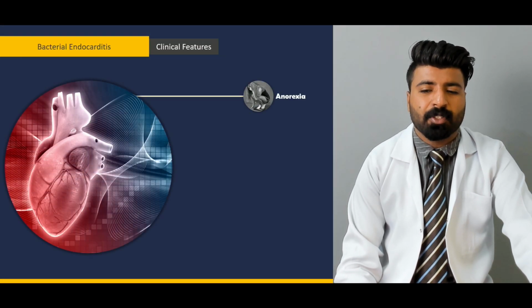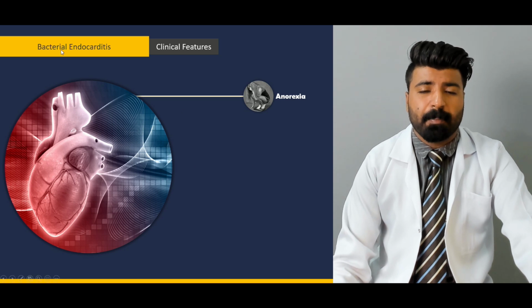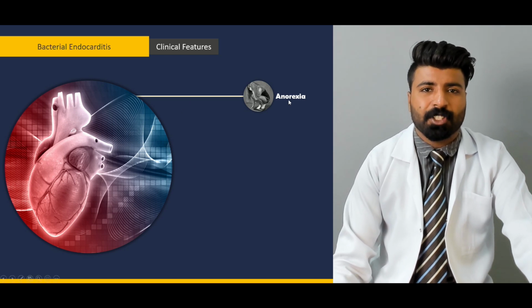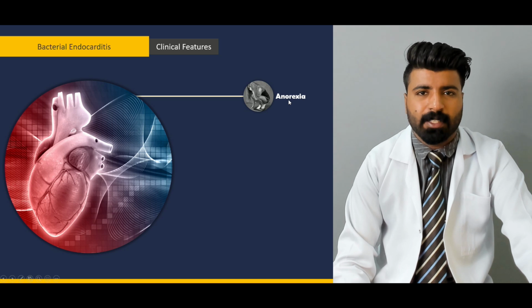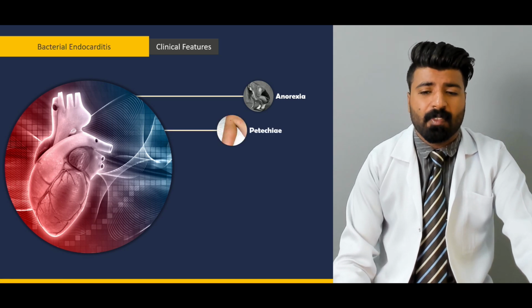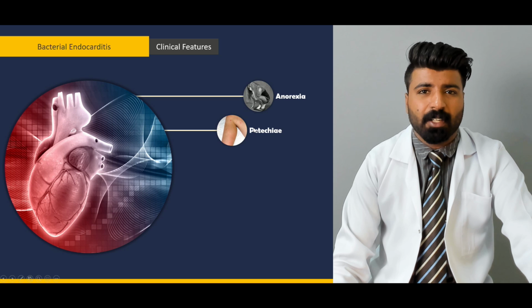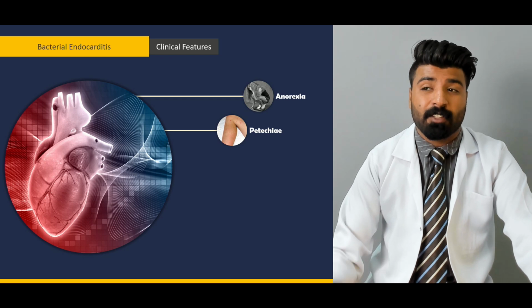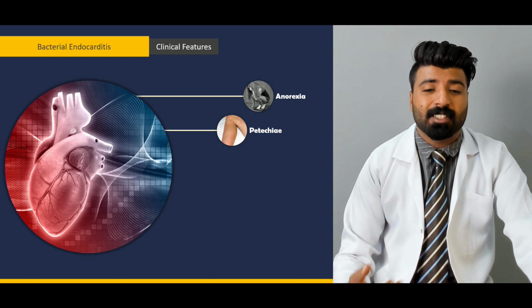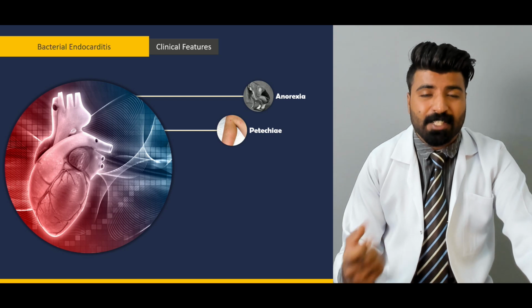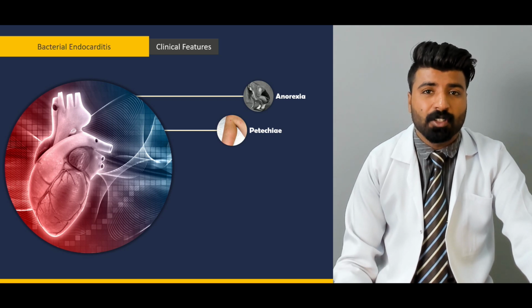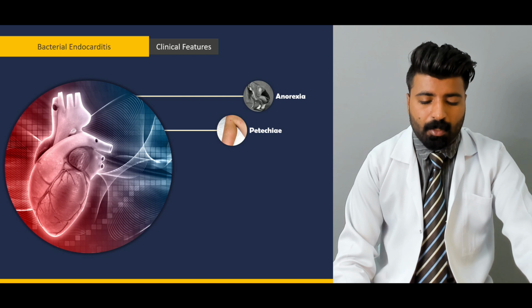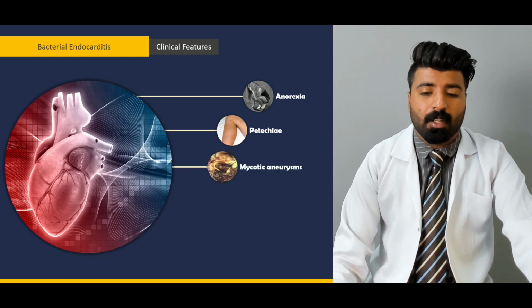Next on, we have more clinical features which are basically related to this bacterial endocarditis, which is anorexia. Patient is going to have anorexia. Patient won't be able to eat anything. Then patient will have petechiae on the body. Skin manifestations will come in. Patient will develop petechiae on the body. This will be due to this bacterial endocarditis, this infection manifesting in the heart, this infection manifesting in the body, these valves being affected, this heart pathology being manifested in the body.